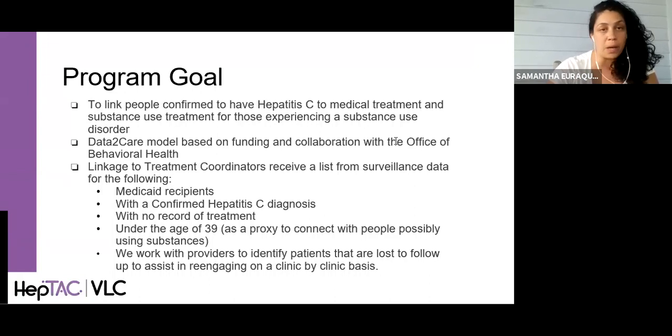The data to care model was not a huge stretch for us because the other program that is under me is the Linkage to Care program, which is a data to care model for people living with HIV who we believe are out of care. And so we already sort of had a system set up that way. So this wasn't a big stretch to say, how do we do this for hepatitis C? And again, it allowed us to leverage that funding that's specific to data to care for overdose prevention.